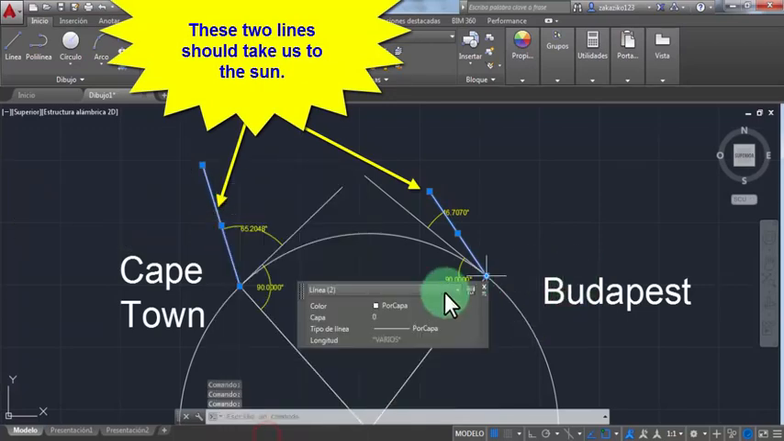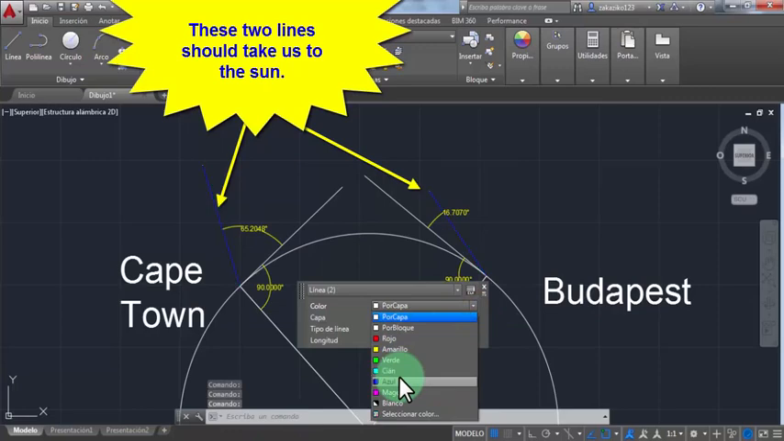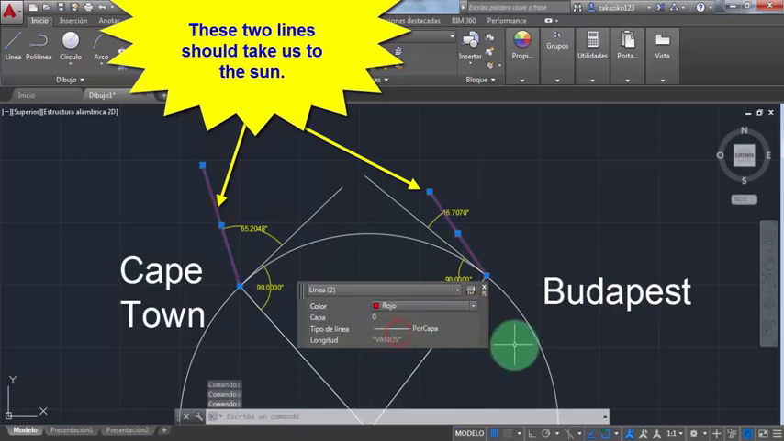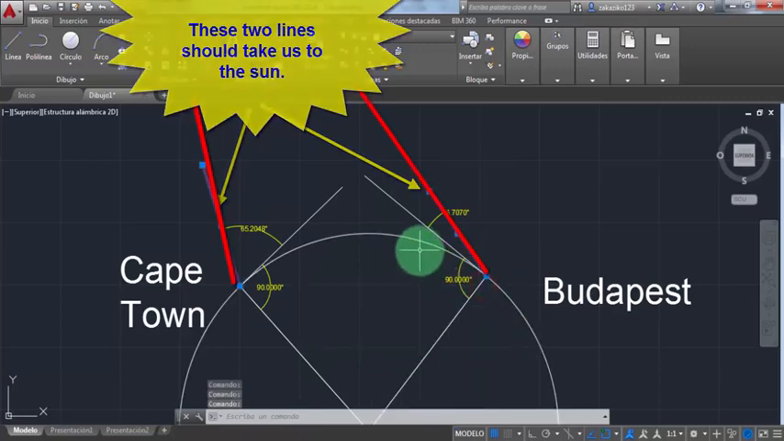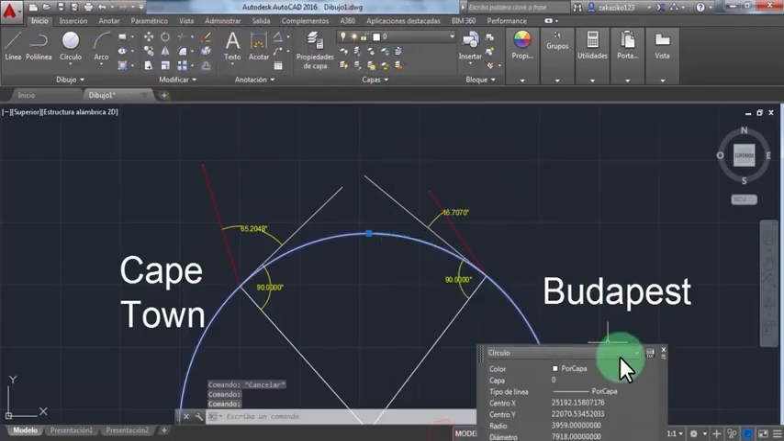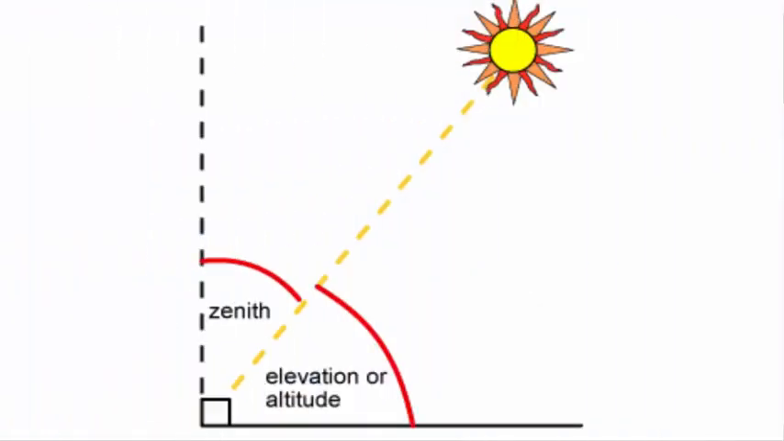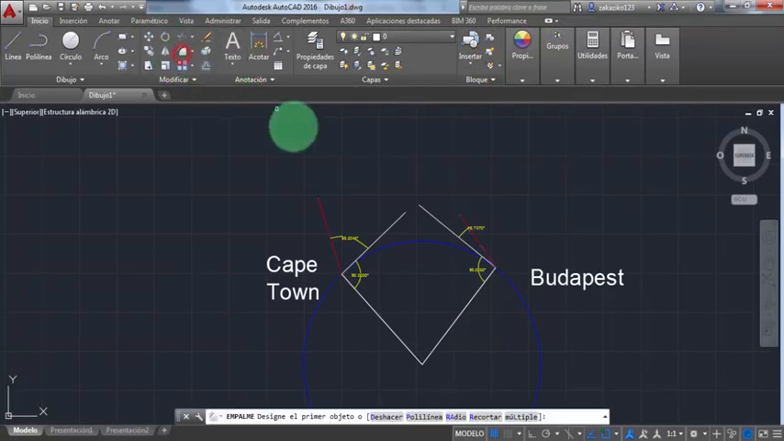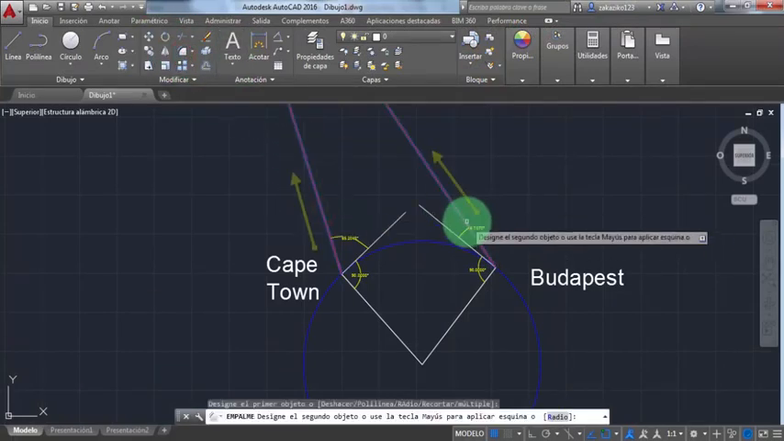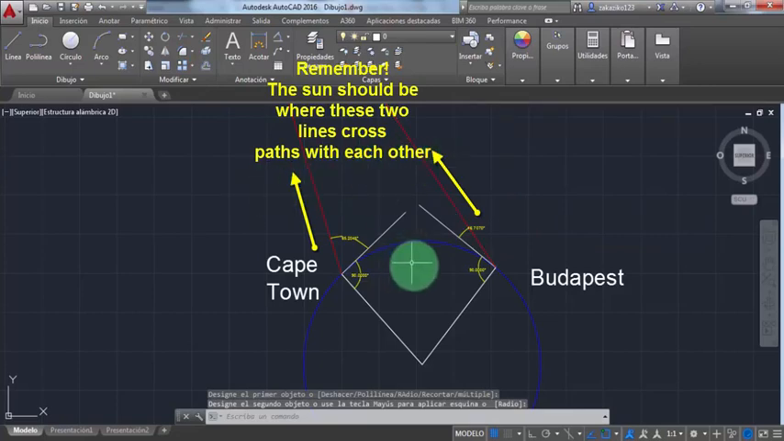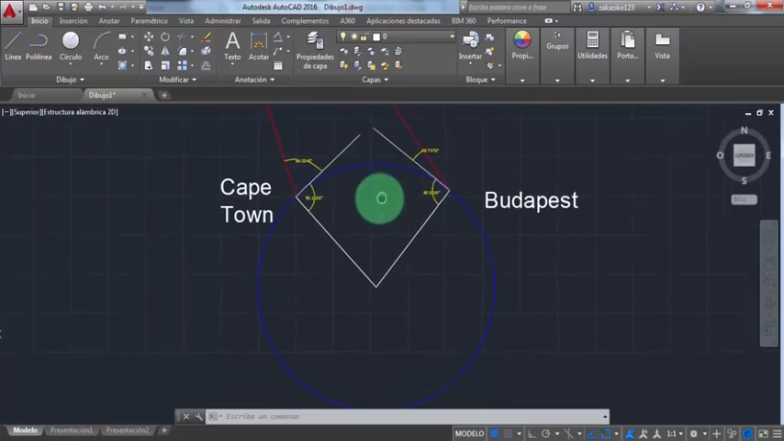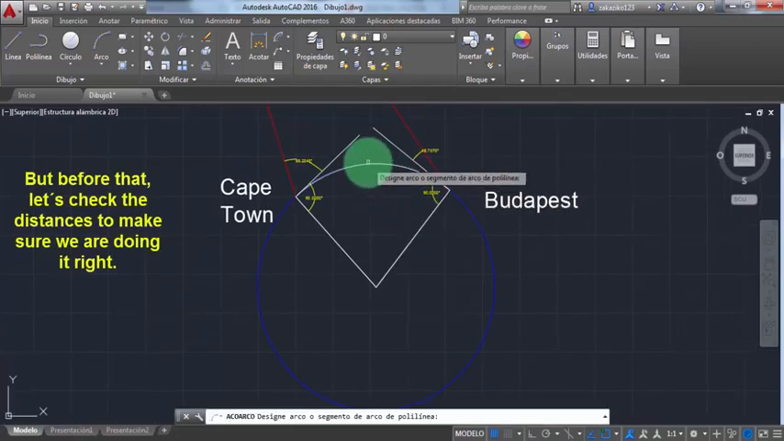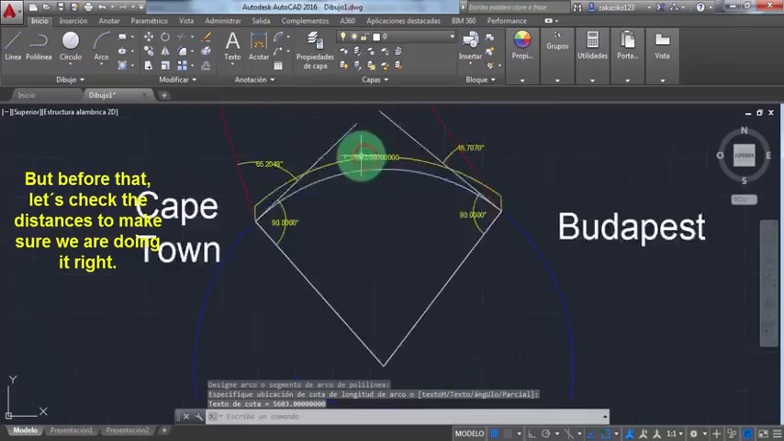Now I am just changing the colors of the lines so as not to get confused. And by the way, if we follow these lines, they should take us to the sun. Take a look at this image. Now let's use AutoCAD to measure the distance. If you think that if we open these angles a little bit more, we will get to 93 million miles, then you are wrong. And I am about to prove that to you. But before that, let's check the distances to make sure we are doing it right.